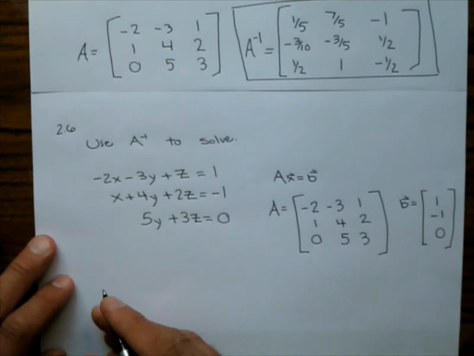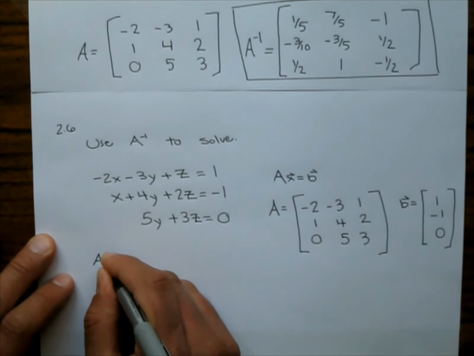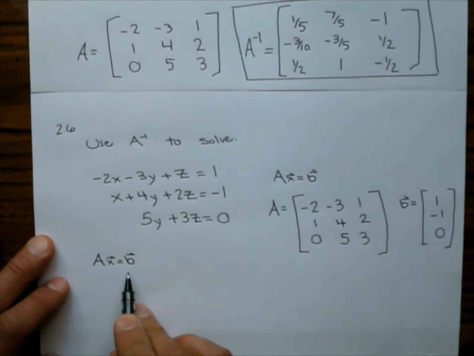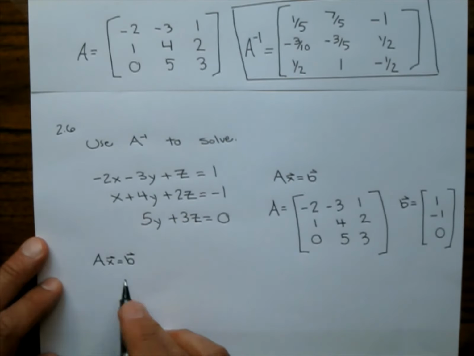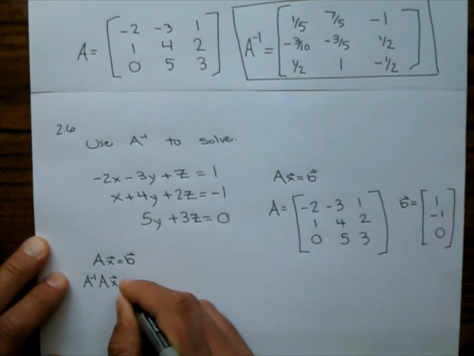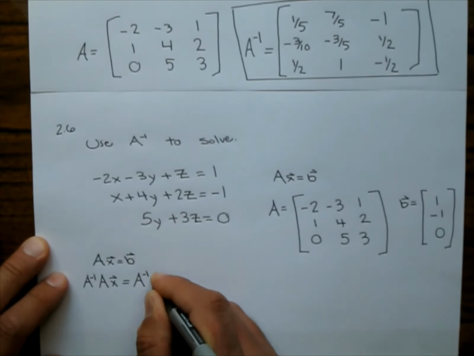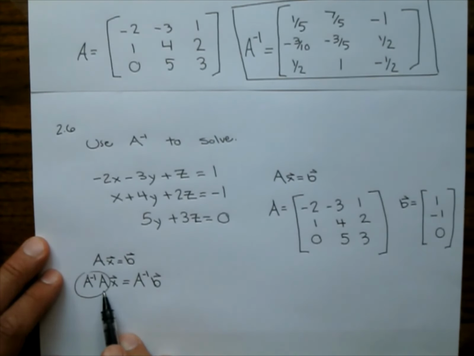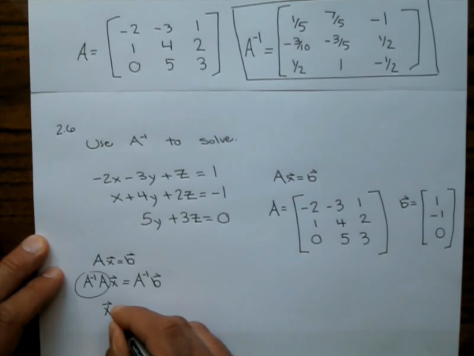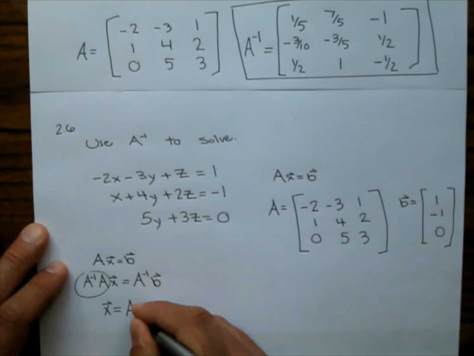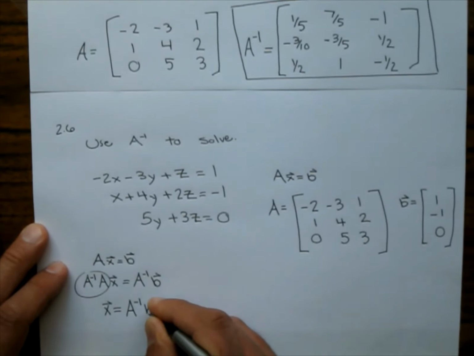Okay, when I solve AX equals B using A inverse, I'm going to multiply both sides of this equation on the left by A inverse. So look at this: A inverse A times X equals A inverse times B. Well, A inverse times A is the identity, which is kind of like 1, and 1 times X is what I'm looking for. There's the solution. Vector X is going to be A inverse times B.